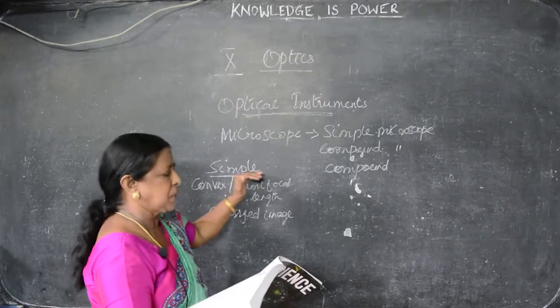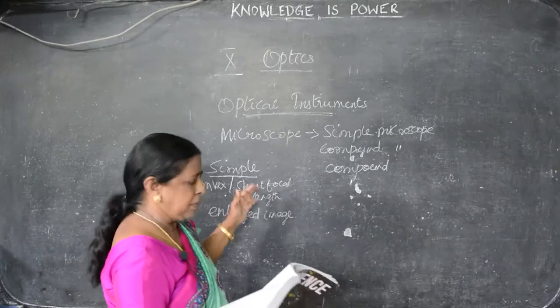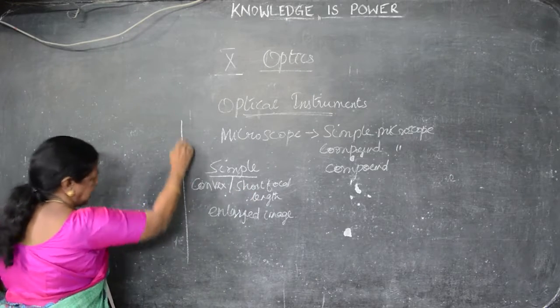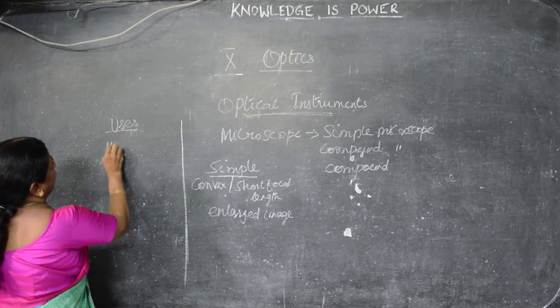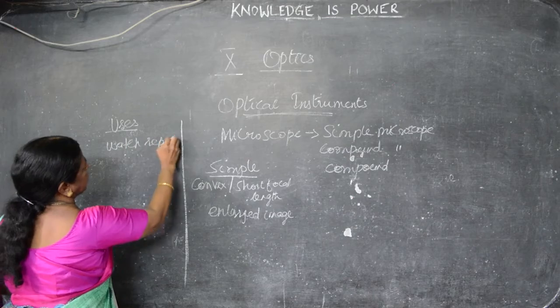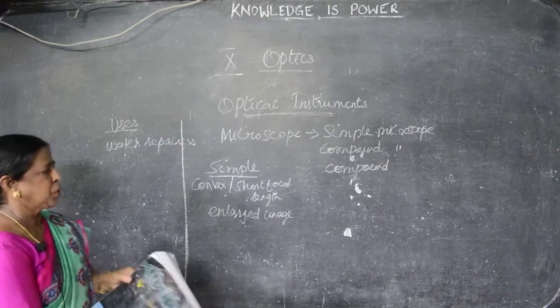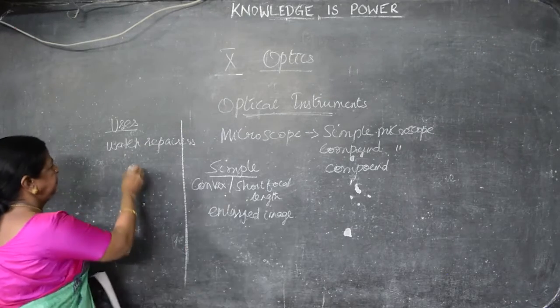Then what are the uses of simple microscope? It can be used by watch repairers. Uses I'll write here. Who all use it? Watch repairers. You know what is the meaning of watch repairers? Those who are doing watch repair. Watch repairers use it, and jewelers.